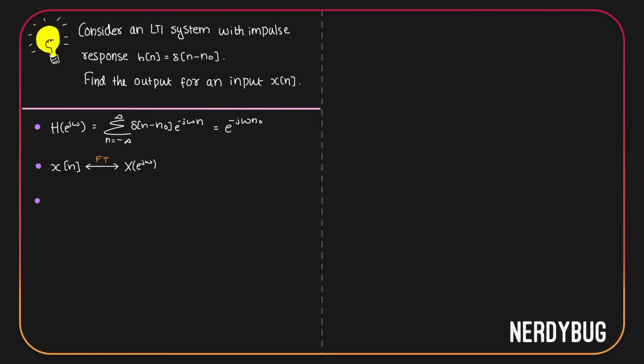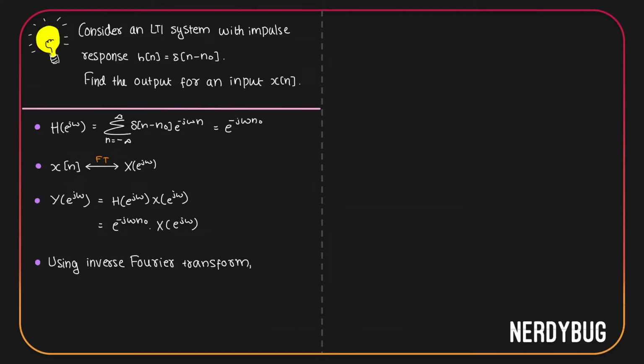According to convolution property, we know Y of e raised to j omega, that is the Fourier transform of the output y of n, is going to be the product of H of e raised to j omega and X of e raised to j omega. So here it is going to be e to the power minus j omega n naught multiplied by X of e raised to j omega. Now to find y of n, we have to take the inverse Fourier transform.